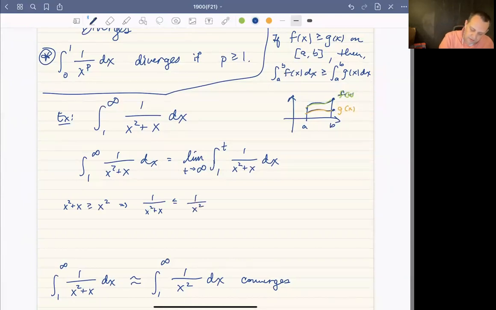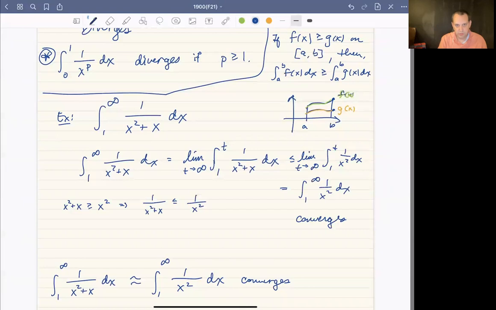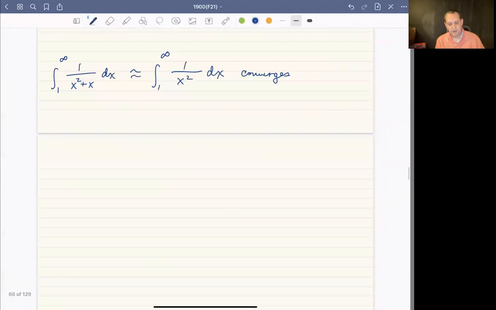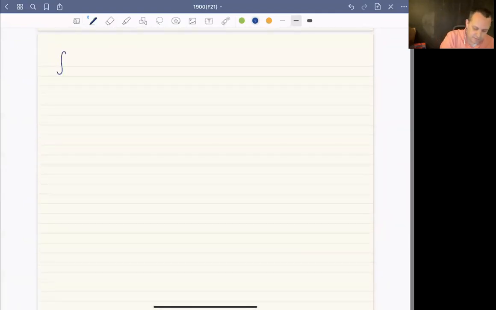So this entire limit is going to be less than or equal to the limit as t goes to infinity of the integral from 1 to t of 1 over x squared dx, which is the integral from 1 to infinity of 1 over x squared. And again, this converges, and that tells you that the original integral converges too. Okay, so this integral converges, and we've given 2 reasons for it. And I want to be able to just look at an integral and you tell me whether or not you think this integral converges or diverges. That's a very useful skill to have here.